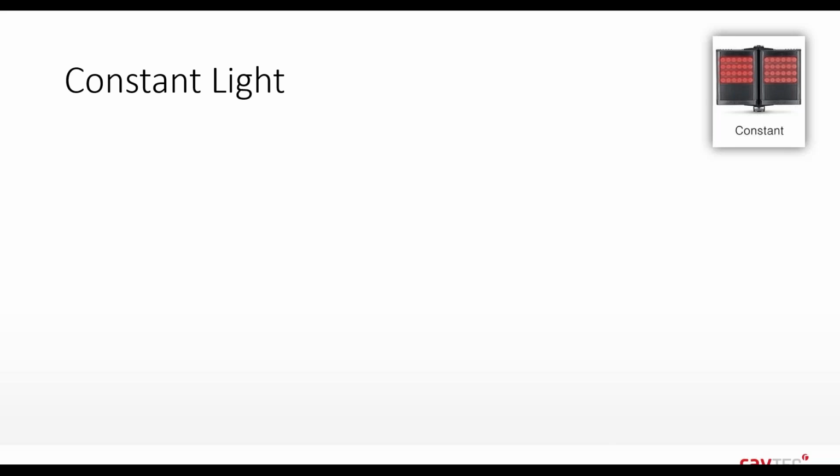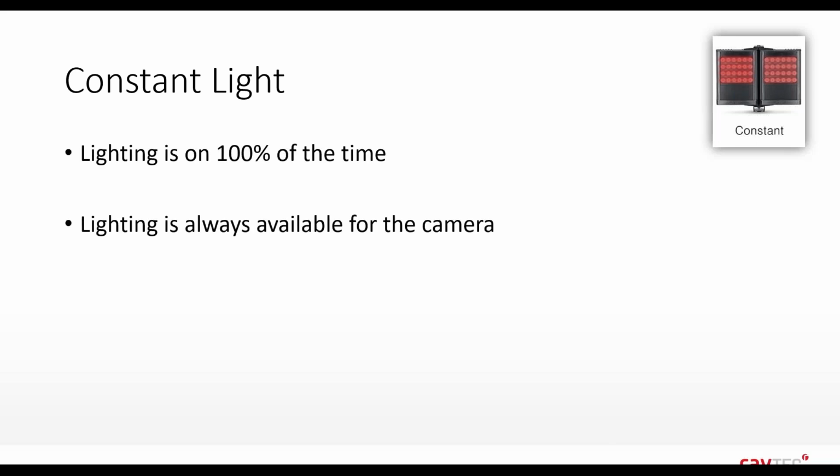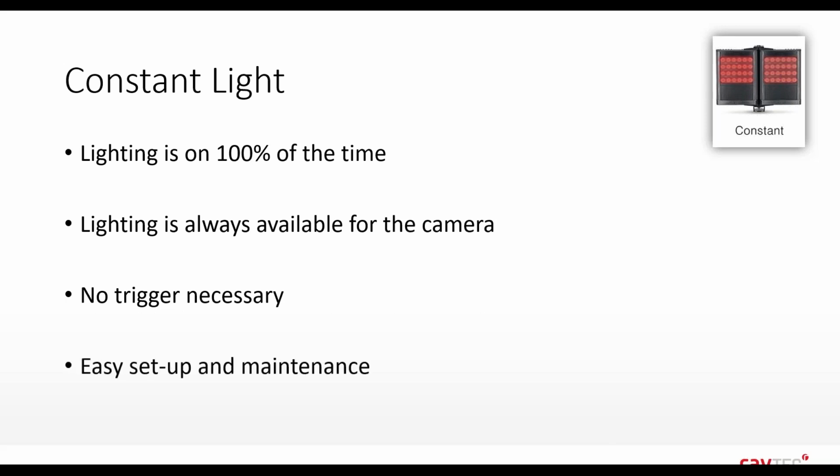So constant light is basically lighting which is switched on 100% of the time, and it means that the light is constantly available for the camera. It means that we don't need to use a trigger. A trigger is not necessary to initiate the light because it's always there. Perhaps the big advantage of constant light is that it makes setup and maintenance easier. And there's certainly less to consider in terms of setup when compared to pulse lighting, which we'll just discuss in a couple of slides time.